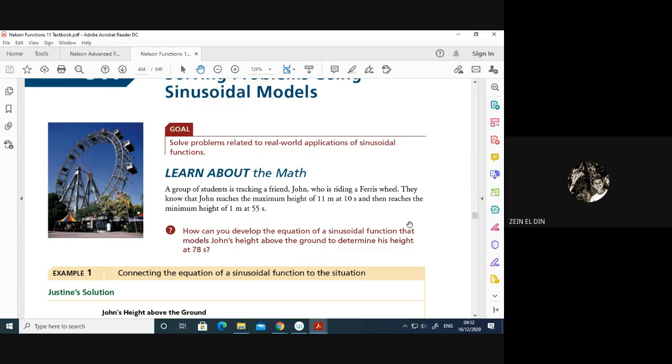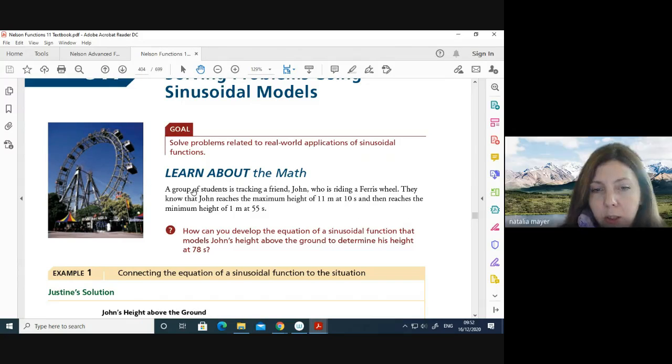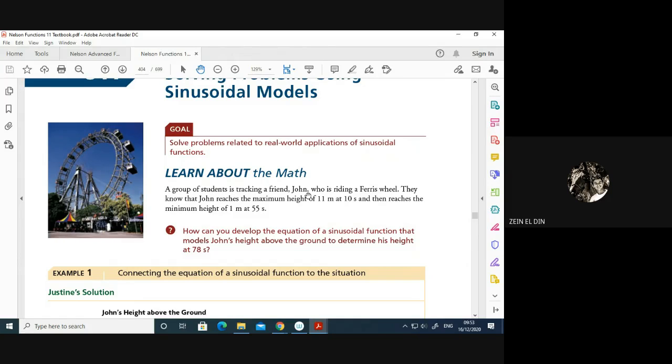How can you develop the equation of a... This is the question, the one which I'm pointing at. The one in black. Tracking a friend, John, who is riding a Ferris wheel, they know that John reached the maximum height of 11 meters at 10 seconds and then reached the minimum height of 1 meter at 55 seconds.